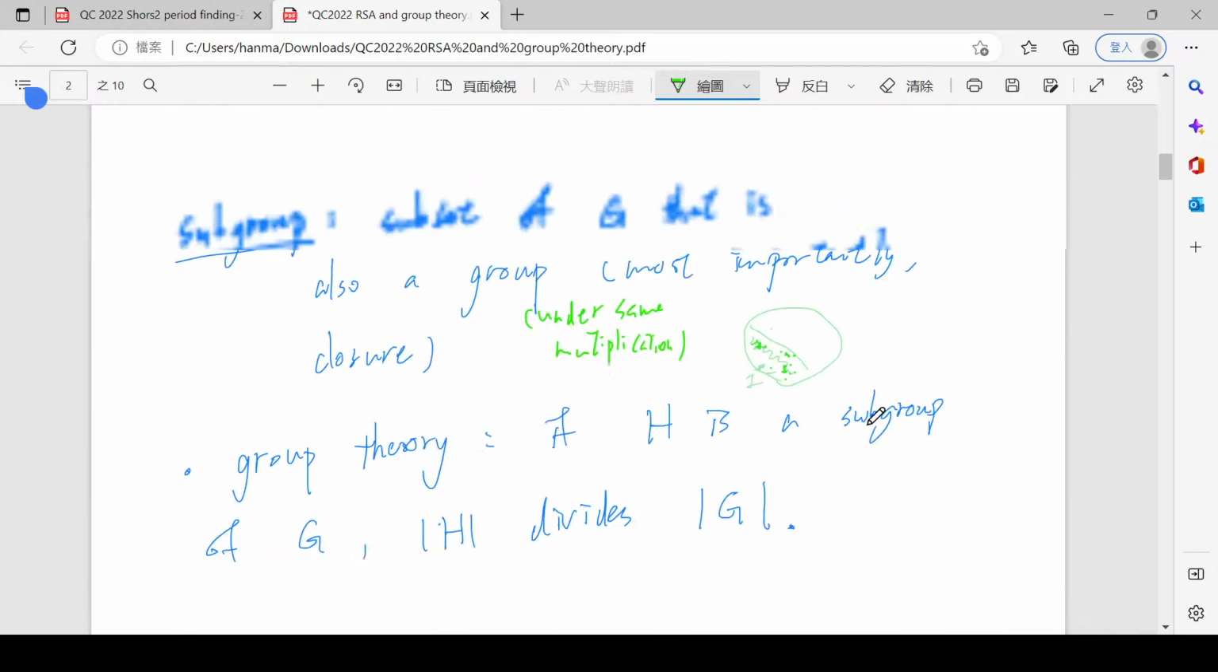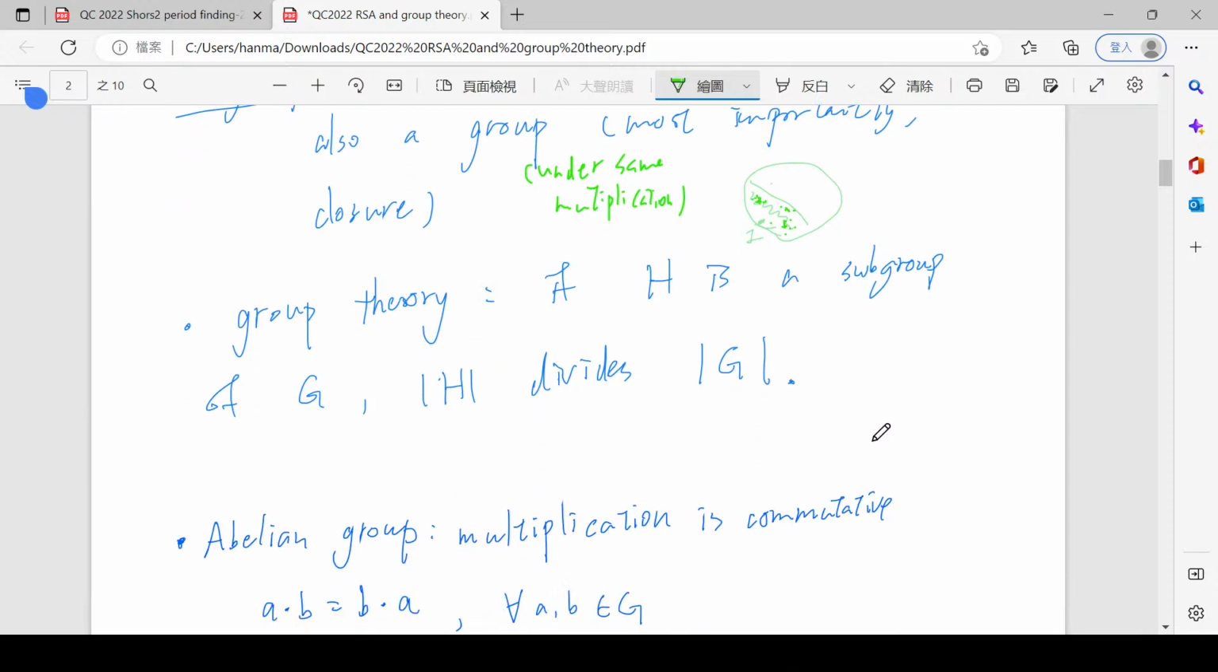Okay. And then there is this group theory result that is not too hard to prove, but we will not go into detail. It says that if you have a subgroup of a group, so if H is your subgroup, then the order of H divides the order of G. Okay?